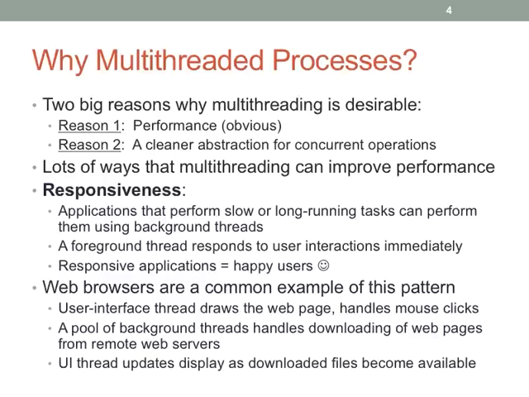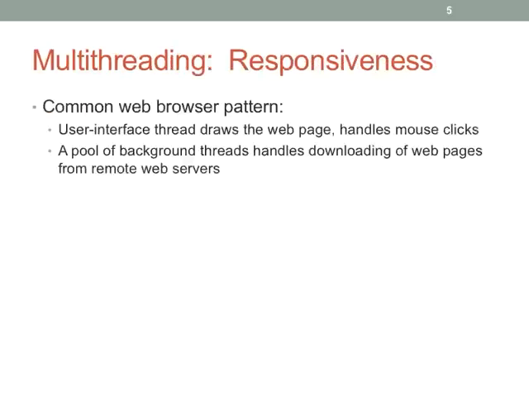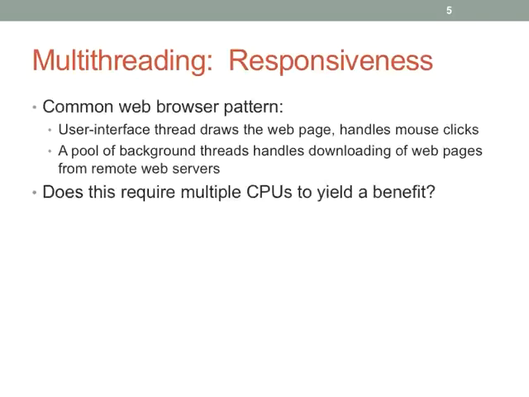So yeah, user interface thread draws the page, handles mouse clicks, background threads suck stuff off the internet, and then the user interface thread updates as the files become available. So that's generally how these things work. Okay, so given this, here's a question. Does this approach require multiple CPUs to actually get a benefit? I have one foreground thread doing user interfacey stuff, and then I have background threads sucking data off the internet. Does that require multiple CPUs?